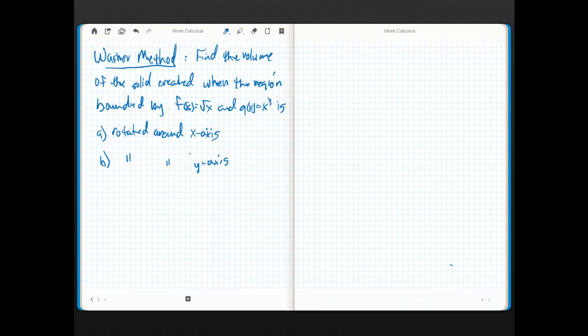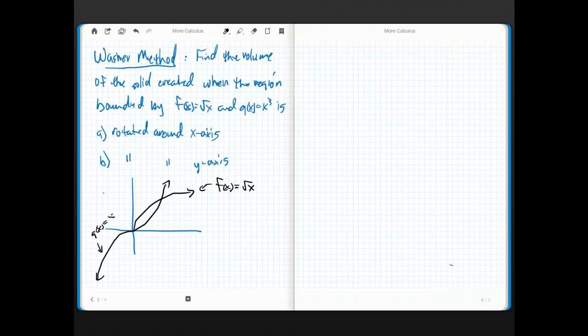Okay, so the first thing that we're going to want to do is get a look at what we're really talking about here. I've got the region bounded by f of x equals root x, which we know looks like this. So this is f of x equals root x, right? And then we've got g of x equals the cube root of x. So this is g of x.